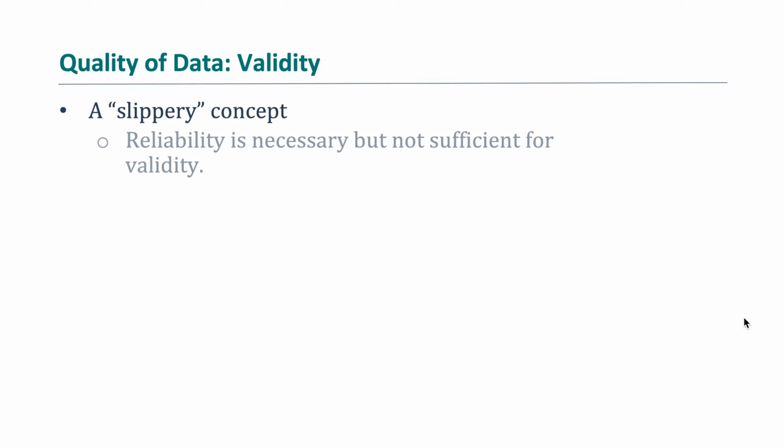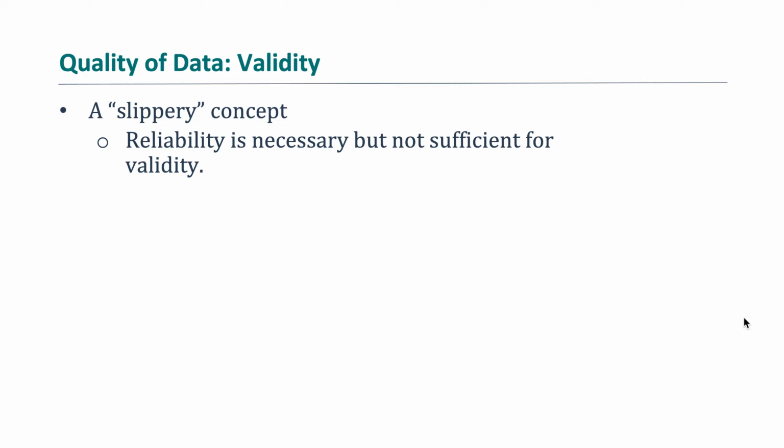Also, there's validity. And validity is the degree to which a measurement actually measures what it's supposed to. So are we measuring what we want to? Something can be reliable, which is having that repeatability, and it can be valid. Valid is, are we measuring what we want to? And this is slippery. This is not exactly the easiest one, because reliability isn't sufficient to guarantee validity.